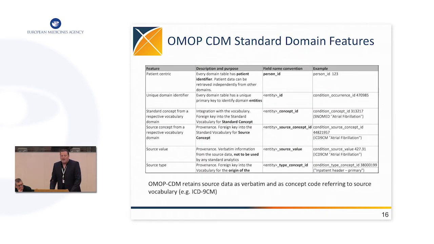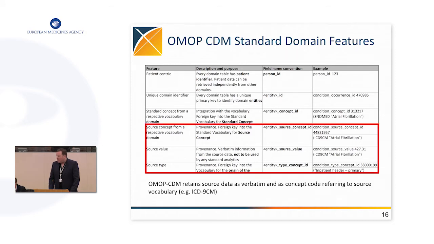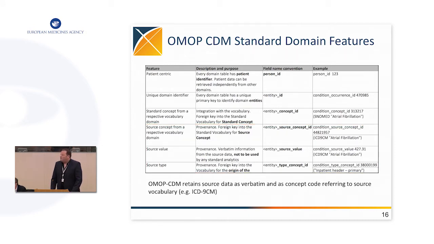So how do we use that information? Each of the domains follows a standard convention. In each of the tables there is a person ID that of course refers to the person table. There's also a unique domain identifier for storing that specific line of data in that table. For example, in the condition occurrence table, each line has its own ID.